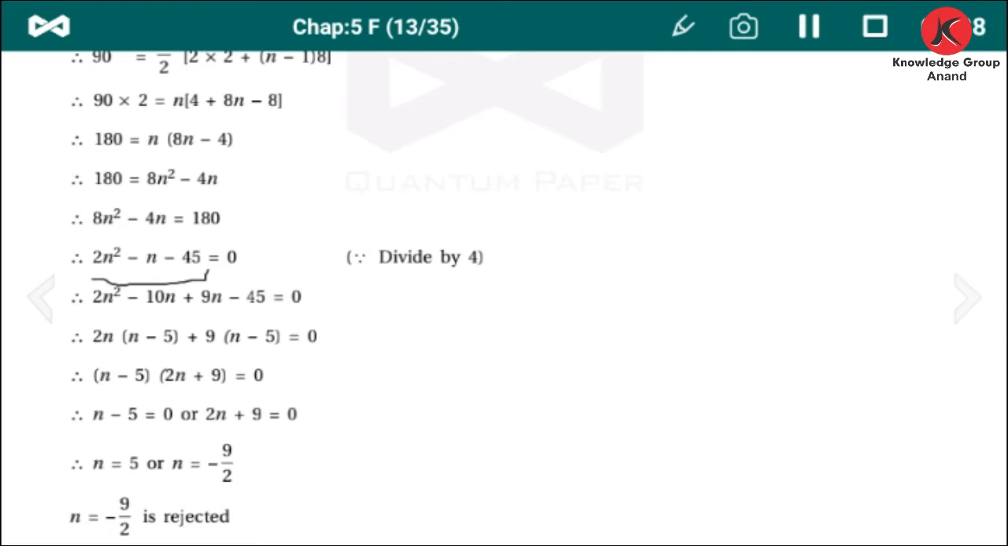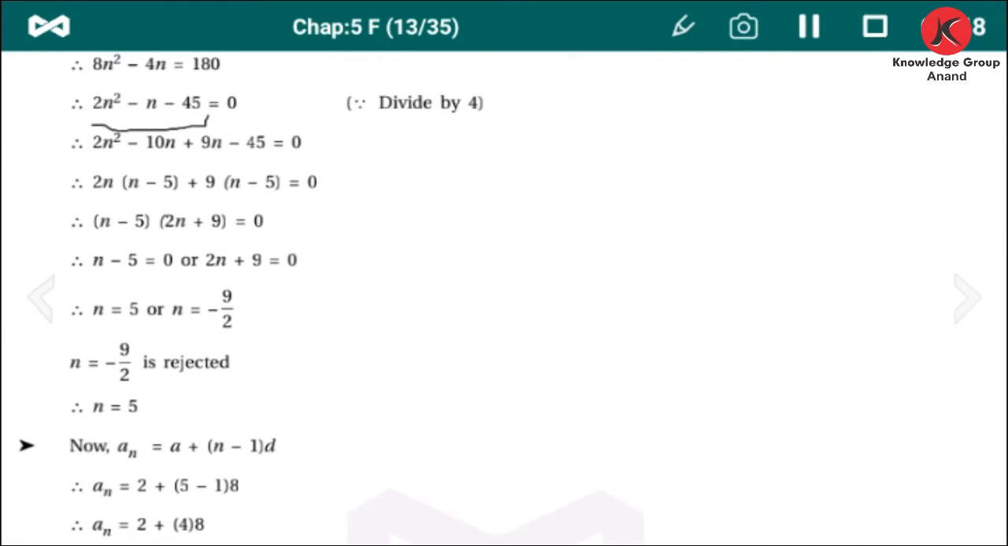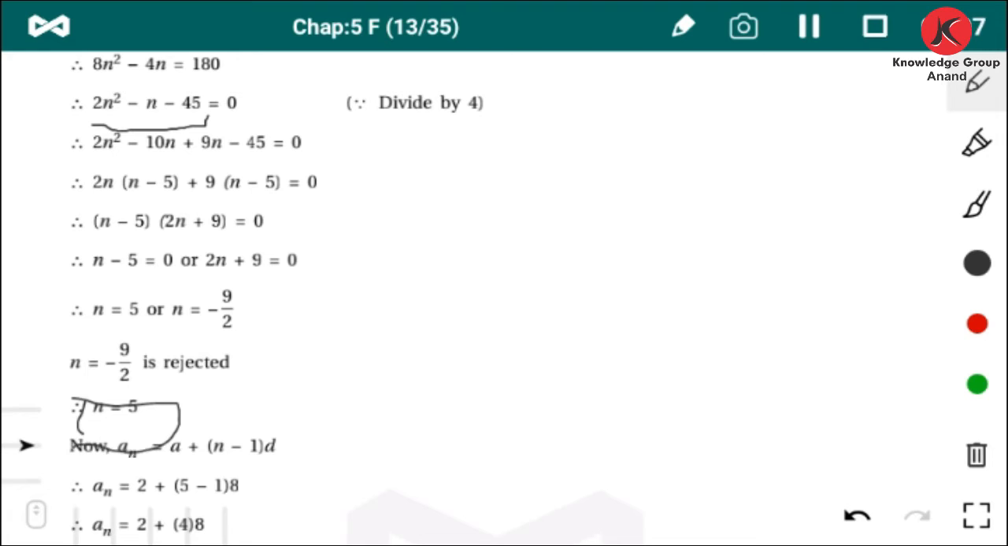But n should be a positive integer. Here n is equal to minus 9 by 2 is a fraction, so it is not possible, not accepted, it is rejected. Therefore, n is equal to 5. Our answer is n is equal to 5.